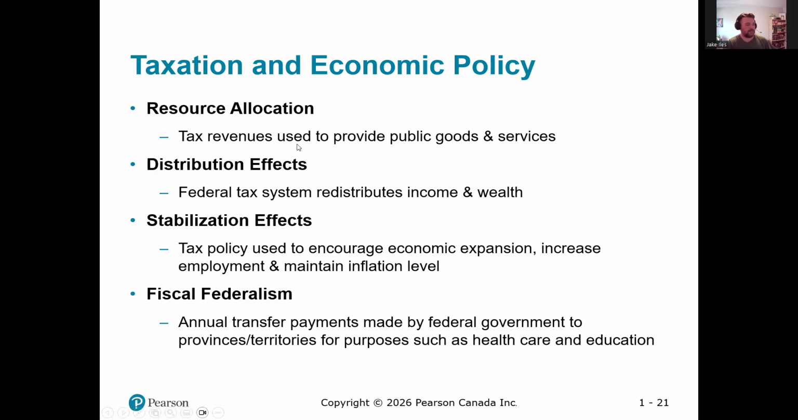So, tax revenues are used to provide public goods and services. In order for the government to help provide collective benefits, they pool collective resources from the people who live in their country. The income tax policy has a distribution effect. We can help benefit lower income individuals by redistributing income and wealth. It can be a stabilization effect. Tax policy can be used to encourage economic expansion, increase employment, maintain inflation levels, and annual transfer payments are made by the federal government to provinces and territories for such things as healthcare and education.